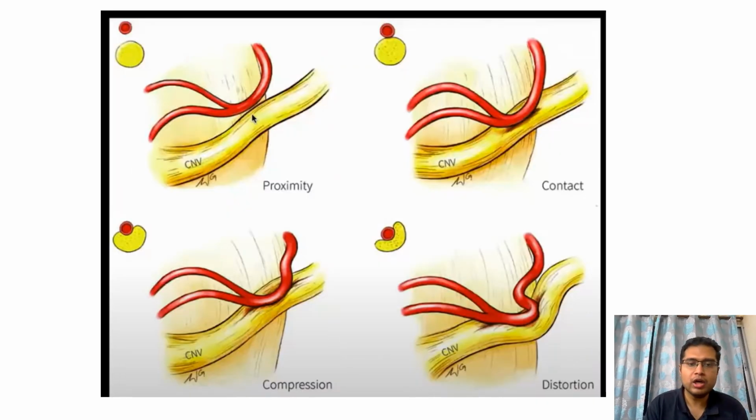How to report a neurovascular conflict? The vessel can be in close proximity to the nerve and not actually in contact with the nerve. Then the vessel can be in contact with the nerve. It can cause compression of the nerve, and it can also cause distortion of the nerve. So these are the four important features of a neurovascular conflict that are to be assessed in any imaging.